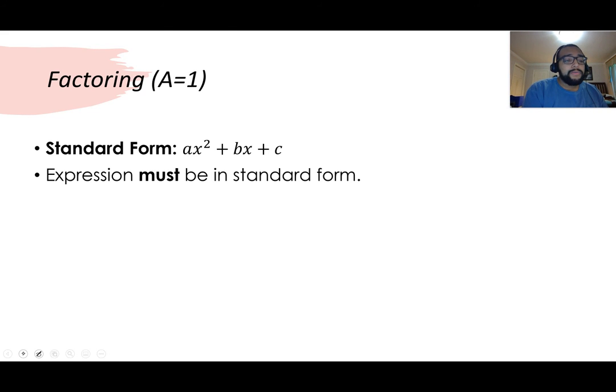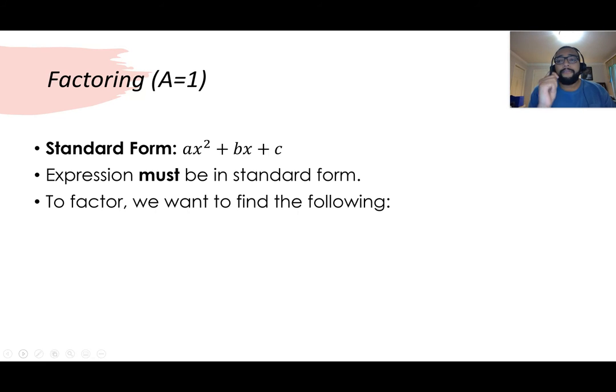And a equals 1 for factoring. When our a value is 1, it's that value right there. When you have no coefficient in front of the x squared, that means you have a coefficient of 1. And so when that happens, life is good, life is great. You're rejoicing at that point. The expression must be in standard form. If it's not in standard form, make it standard form. And to factor, we want to find the following.